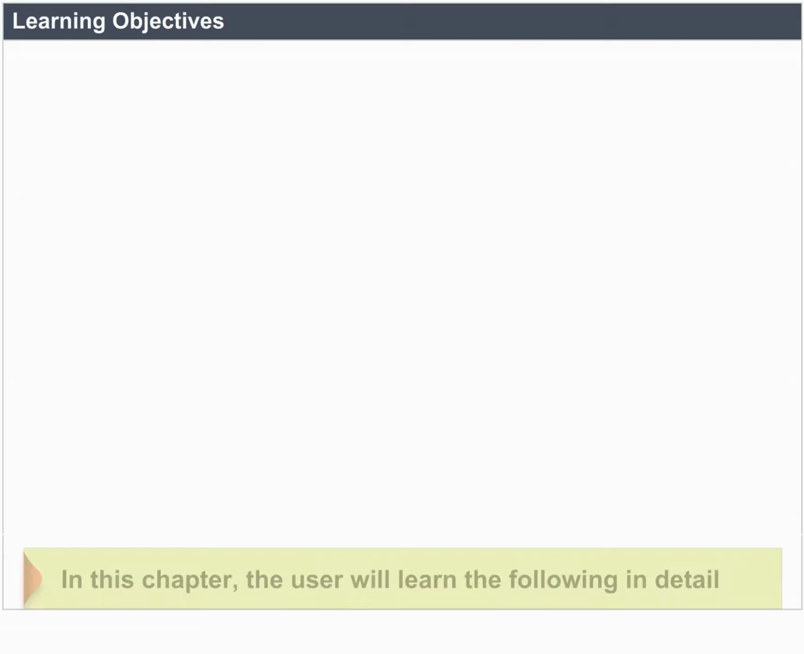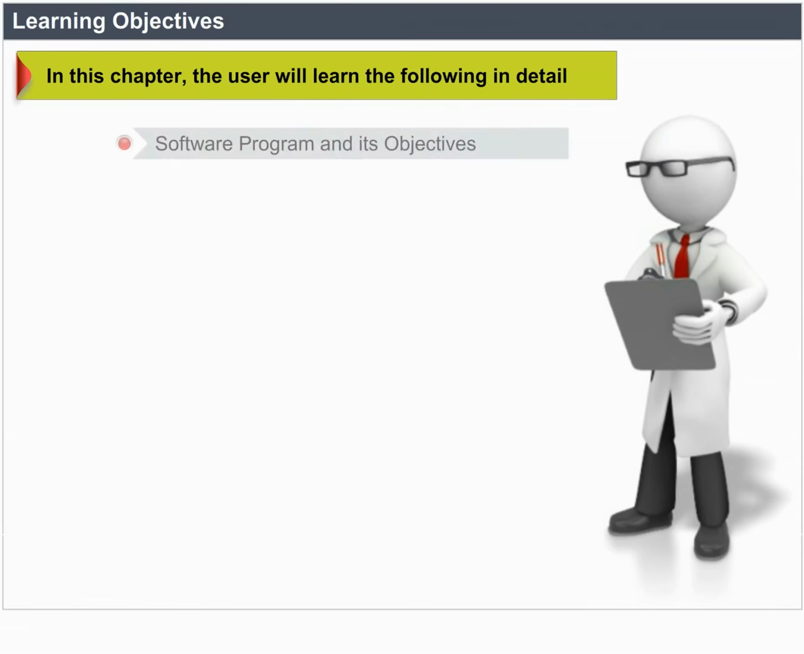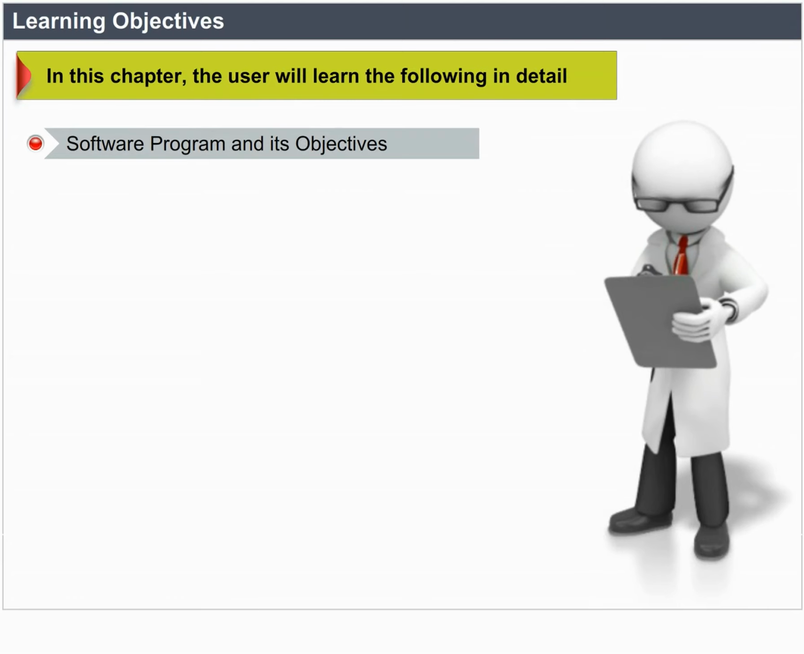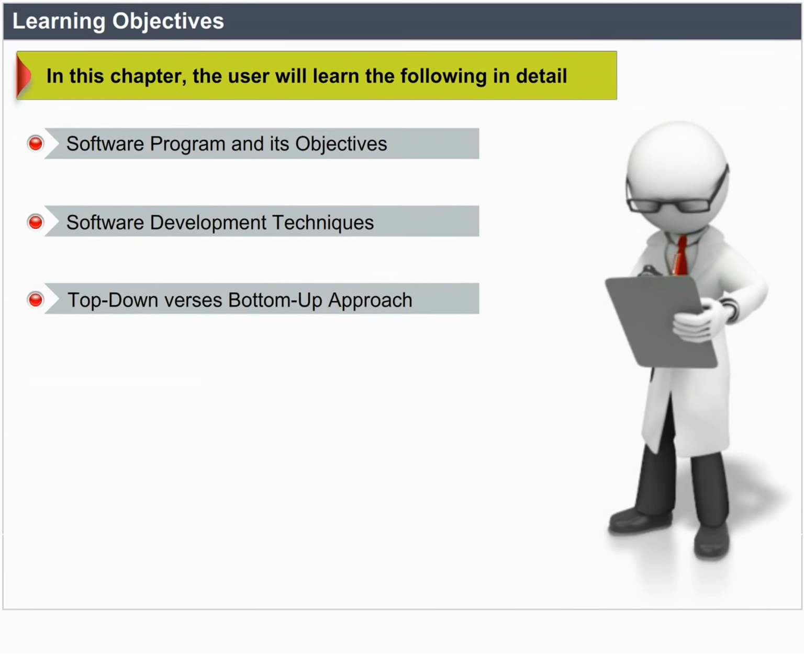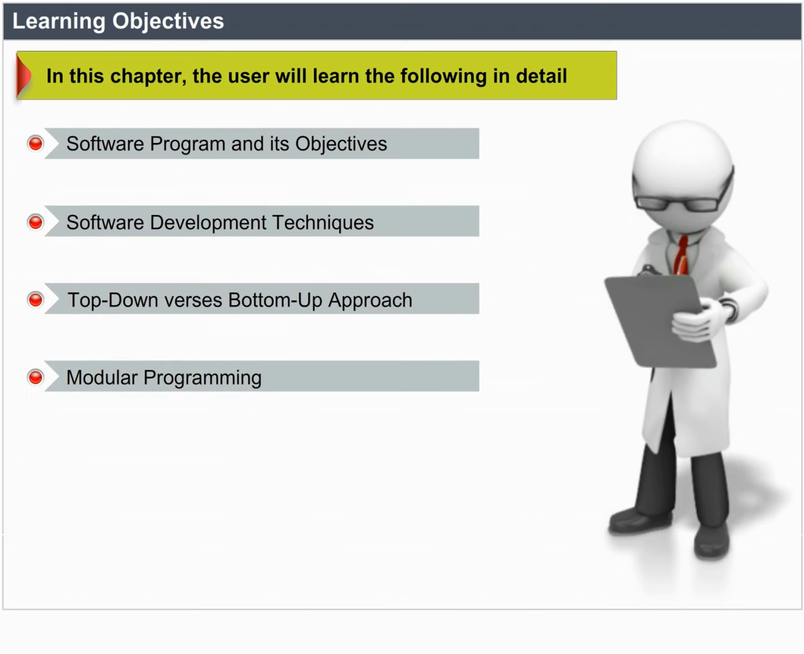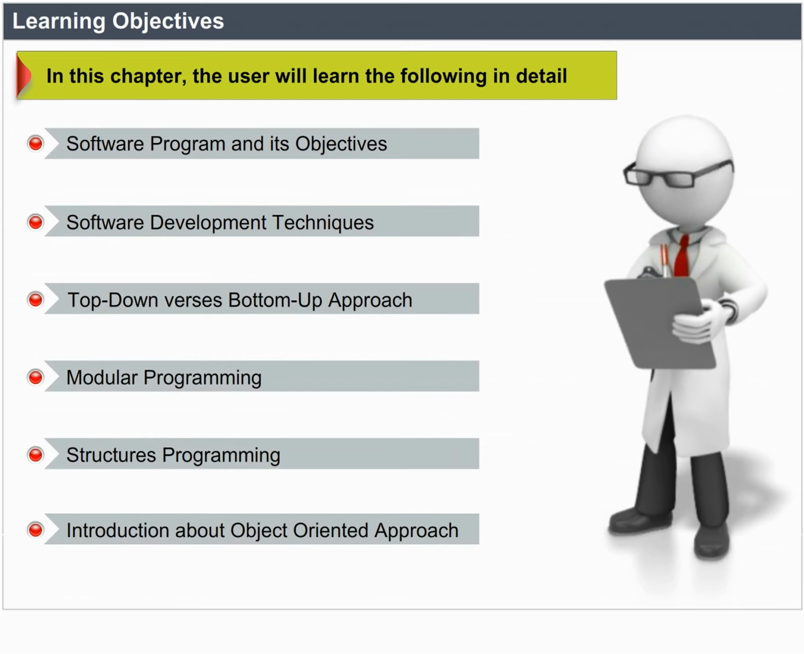Learning objectives. In this chapter, the user will learn the following in detail: software program and its objective, software development techniques, top-down versus bottom-up approach, modular programming, structured programming, and an introduction to the object-oriented approach.